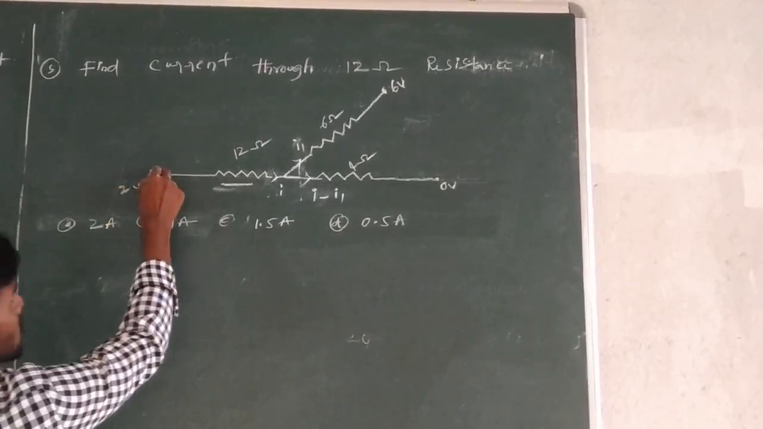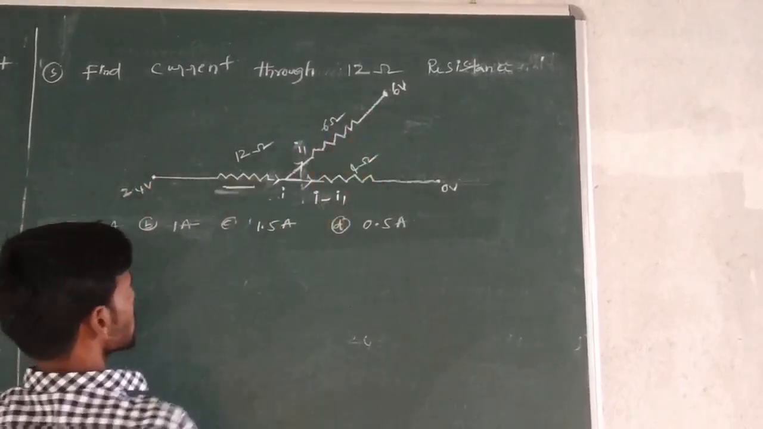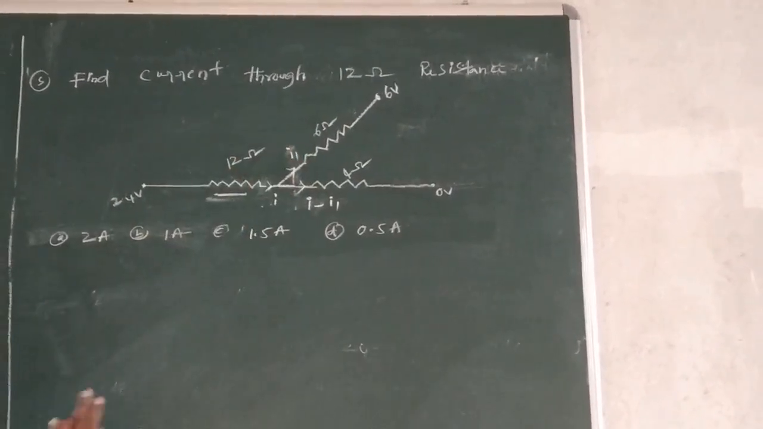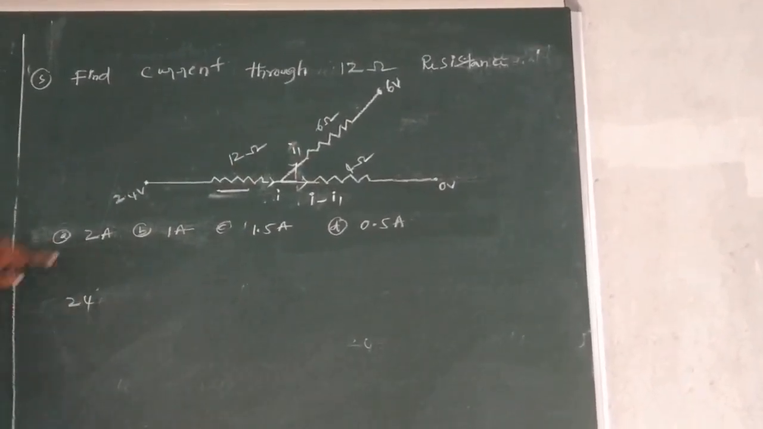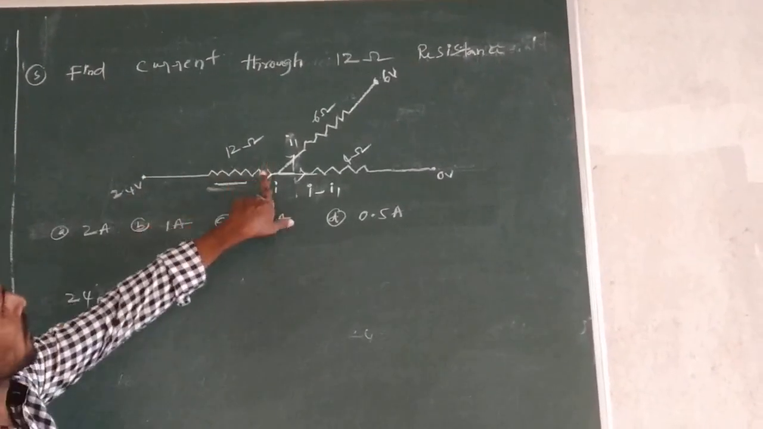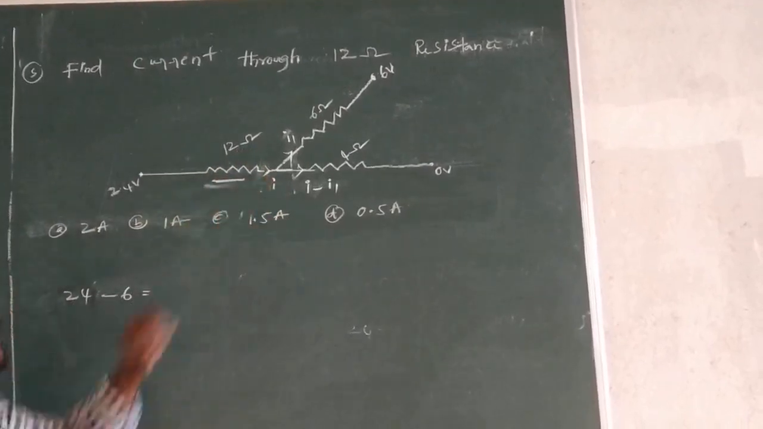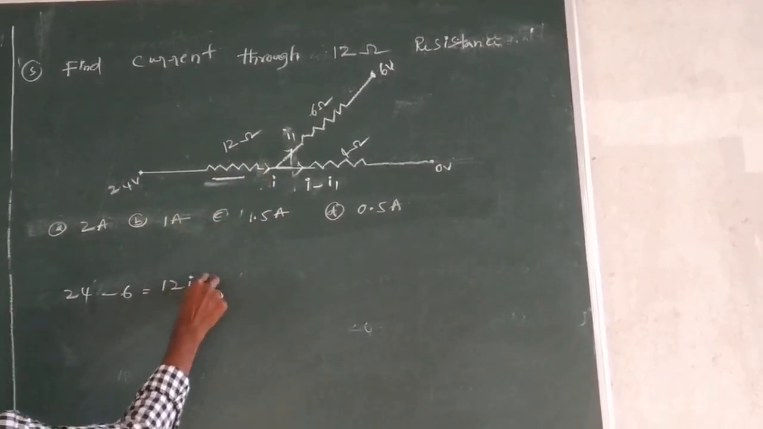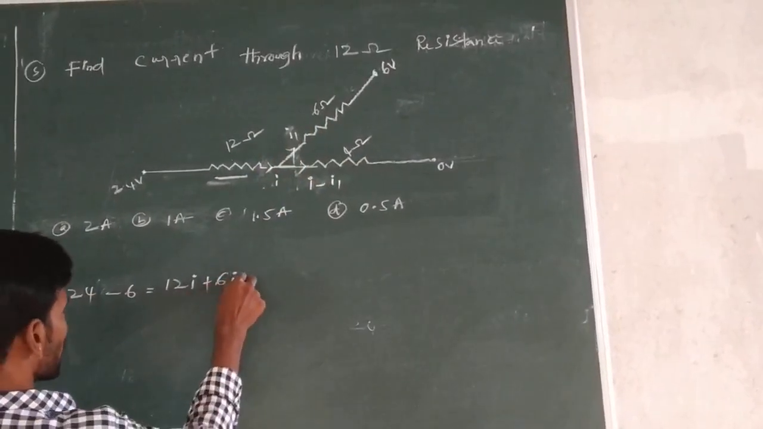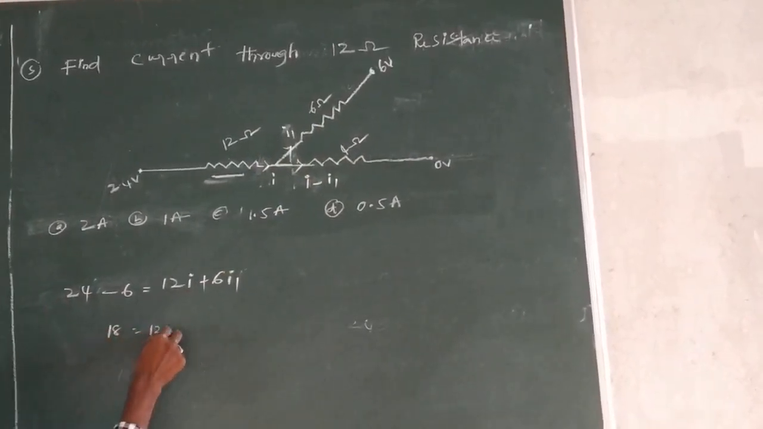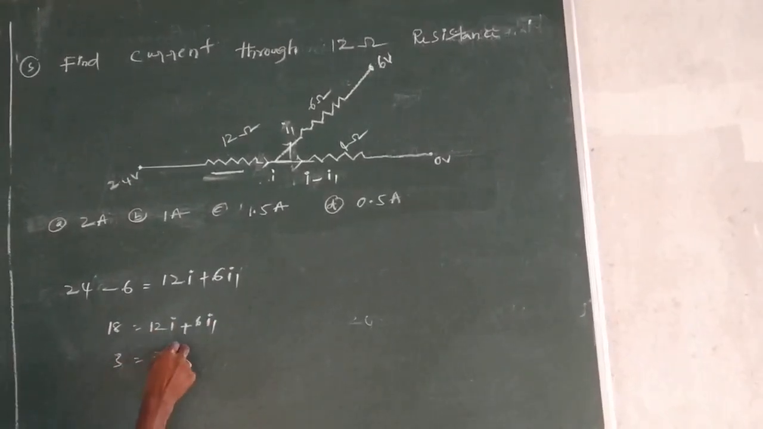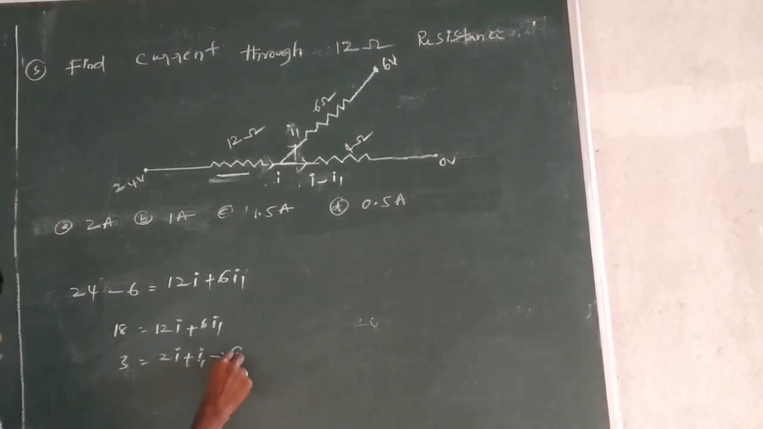From 24 volts, first of all, you take 24 volts to 6 volts, current flowing from a higher potential to a lower potential. VA minus VB, at the first end 24, the second end 6, is equal to the total. Here the current flowing in the 12 ohms resistance is I, so 12I, plus in the 6 ohms resistance the current is I1, so 6I1. So 18 is equal to 12I plus 6I1. So 3 is equal to 2I plus I1. So this is equation 1.